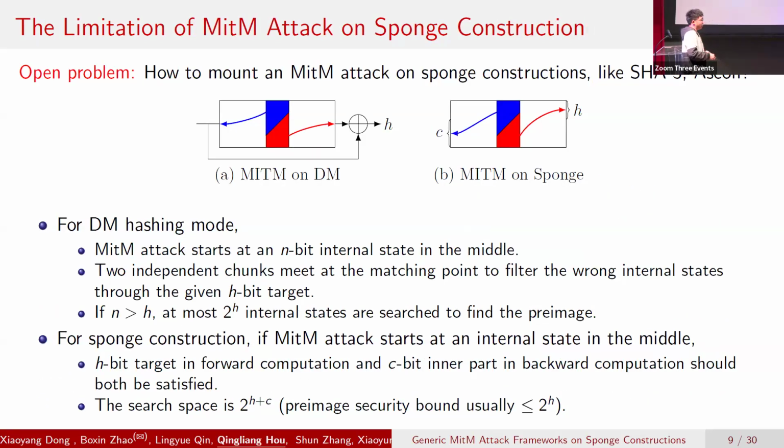So a natural question is, does it still work for sponge constructions? For Merkle-Damgård construction, searching 2 to the H internal states is enough to find an H-bit preimage. Well, if we deploy the meet-in-the-middle at some internal states in the middle for sponge constructions, not only the H-bit target, but also the c-bit initial value should be satisfied. So the search space is 2 to the H plus C. Obviously, it's not so compact.